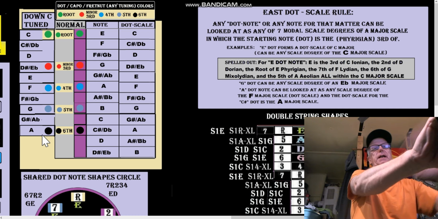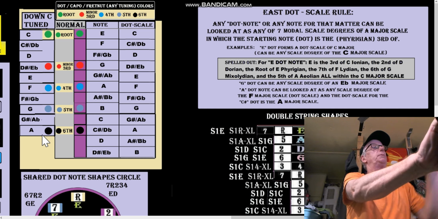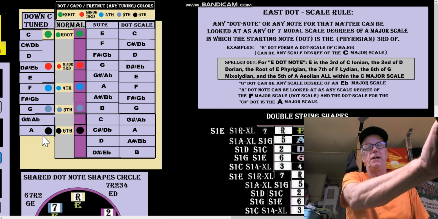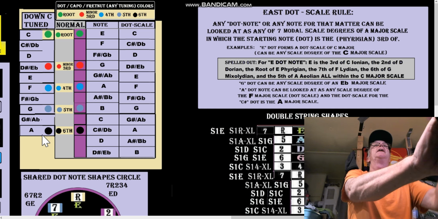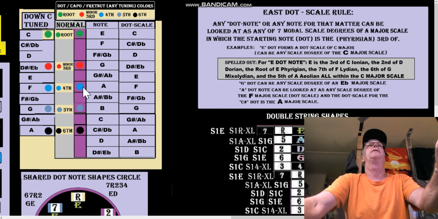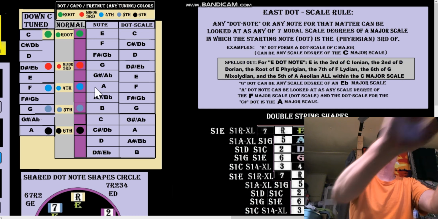So here's our A note. Here's our dot note. Don't worry about exactly. I can't find it on my guitar because you don't have a dot on your A. If you do have a dot on your A, it would be the 4th. It would be the 2nd dot up. So it would be your A is the perfect 4th dot. My A is the 6th dot. Okay, so that kind of thing.